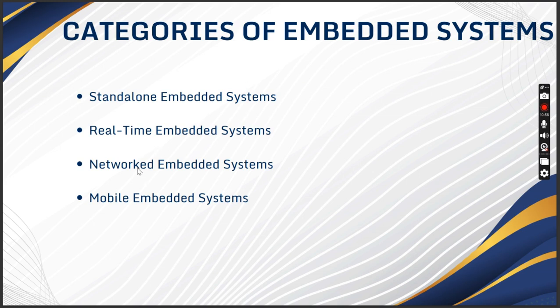Okay, next one is the networked embedded system. It communicates over a network, and is used for communicating over the network. Examples are smartphone devices, industrial control systems, etc.